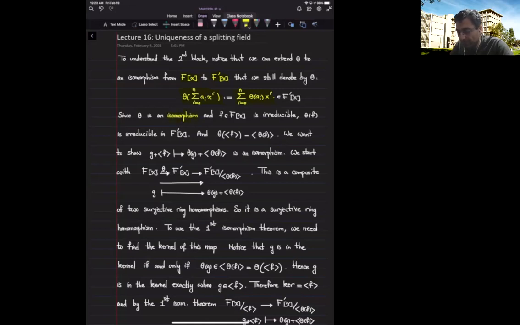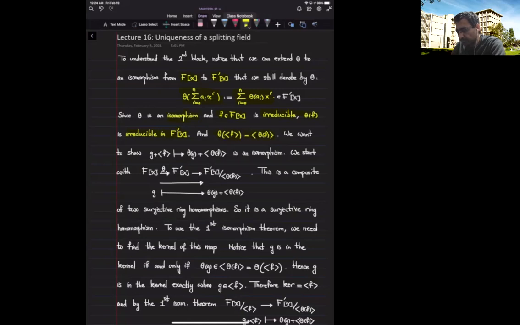So in particular, because F is irreducible, we deduce that theta of F is also irreducible. The first one is inside F bracket x, and theta of F is inside F prime bracket x. And because theta is a bijection, multiples of F are mapped to multiples of theta of F. Because theta is a ring homomorphism, I have this equality.